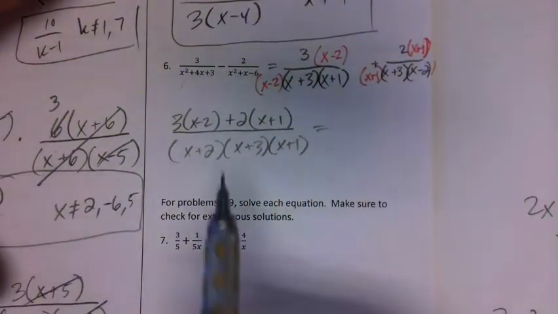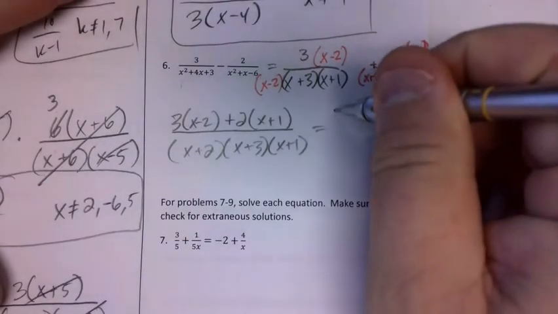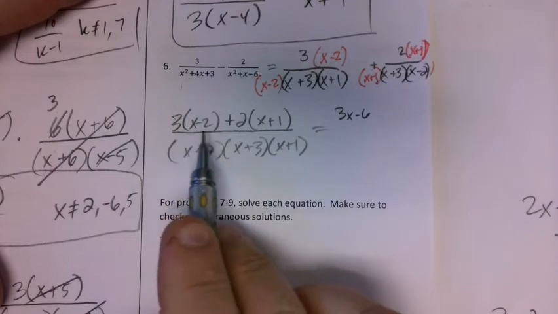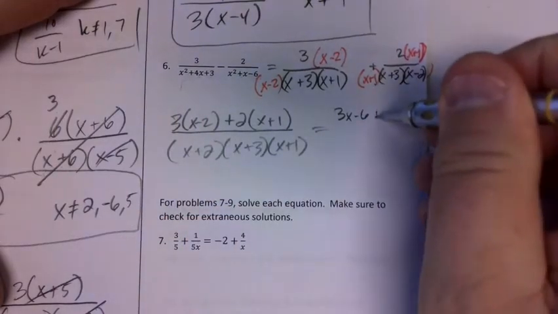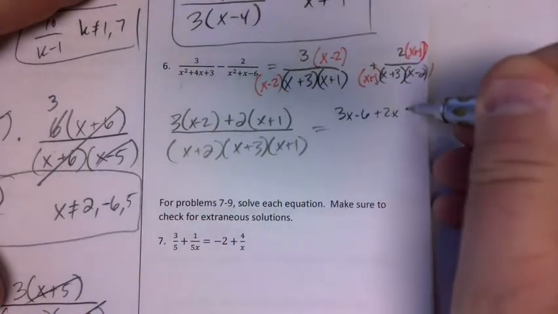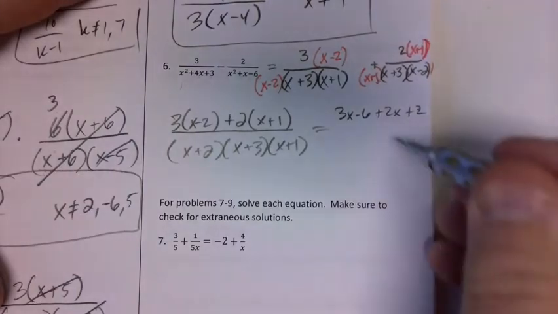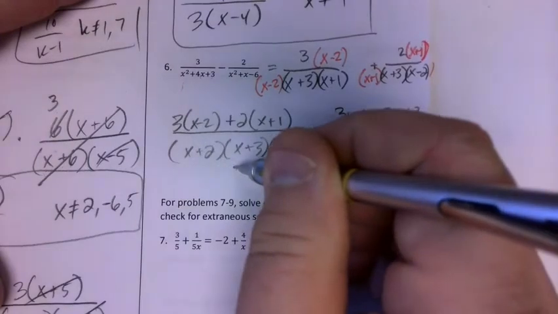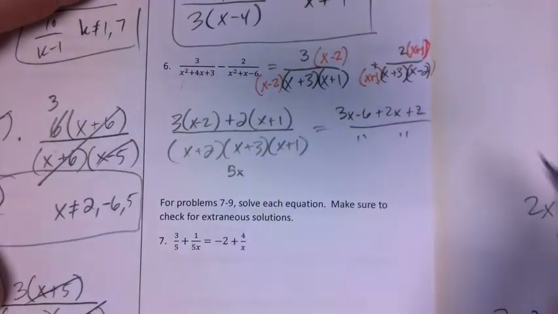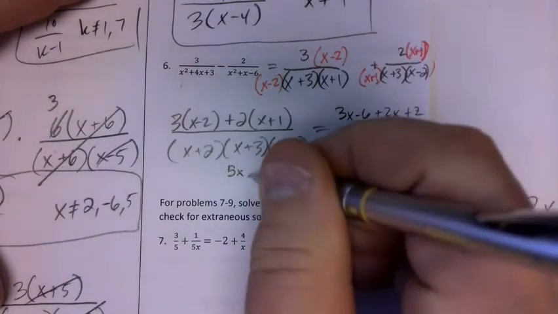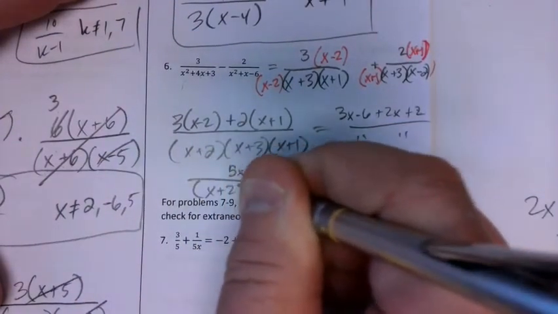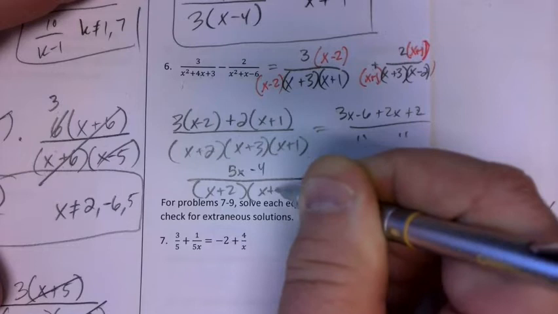Now, 3 times x minus 2, that's 3x minus 6. 3 times x, 3 times 2, right? 2 times x is plus 2x. 2 times 1 is plus 2. Combine, and those are all going to be over the same things. 3x plus 2x is 5x. Negative 6 plus 2 is negative 4. That's not going to factor, so I know it's not going to simplify.